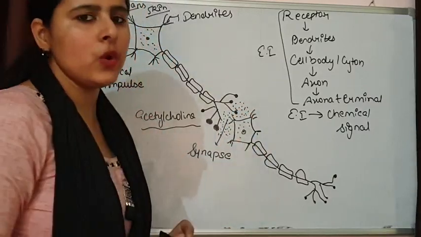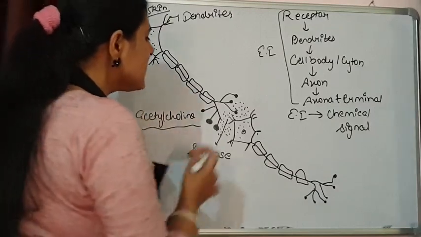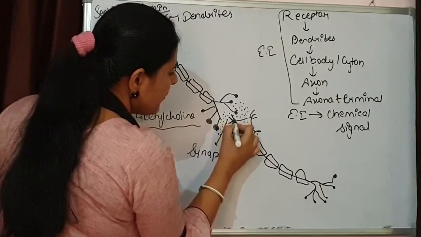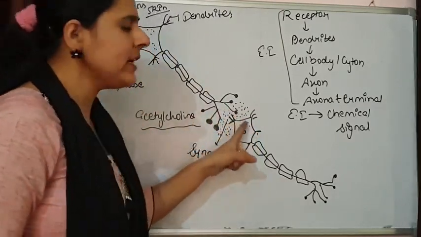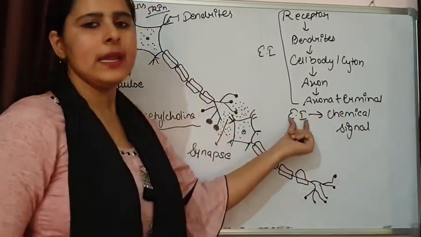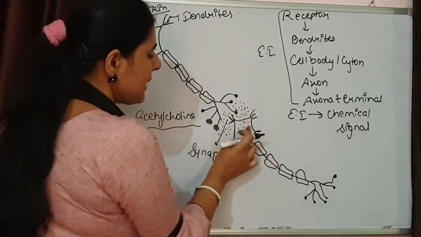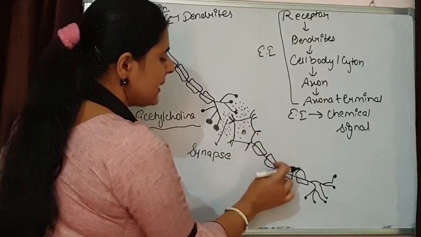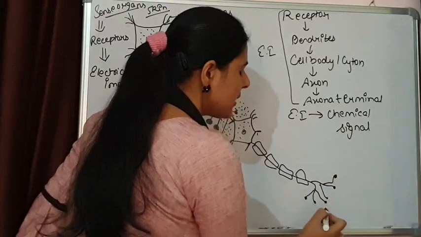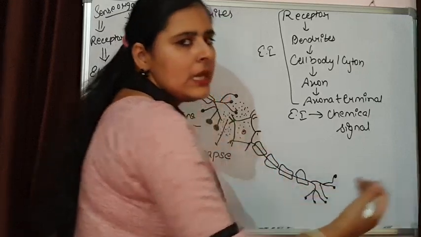Now this acetylcholine carries the same message that was present in the electrical impulse, and this acetylcholine next comes in contact with the dendrites of the next neuron. Now the dendrites of the next neuron change this chemical signal again into an electrical signal. So again the dendrites have the electrical signal. They pass it to the cyton, then the axon, and finally the axon terminal. Again at this axon terminal, acetylcholine will be released. It will be passed on to the next neuron.